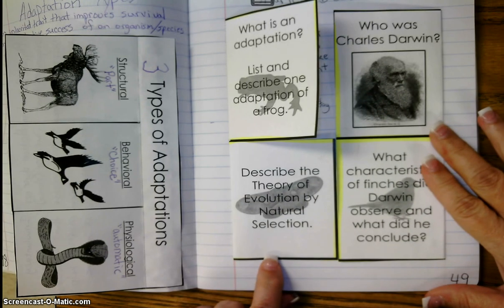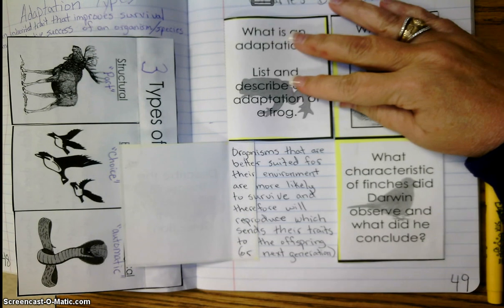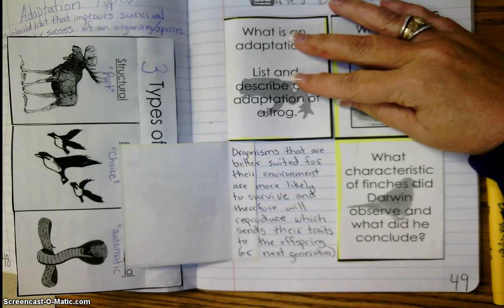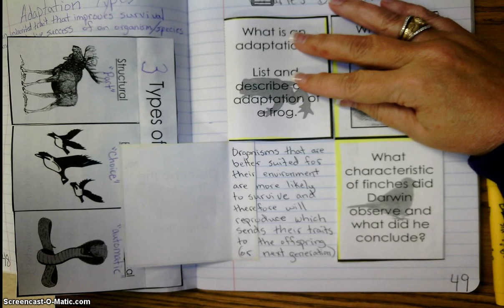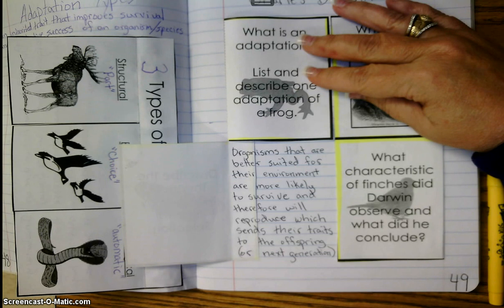So we're going to go on and describe the theory of evolution by natural selection. Organisms that are better suited for their environment are more likely to survive, and therefore, because they survived, they're going to reproduce, which sends their traits. We now know it's their genes, but it sends these traits to the offspring or the next generation. That was essentially the theory of evolution by natural selection. Nature, the environment, is suited for one particular trait to be better than others. And so those that have it are going to live and reproduce. Those that don't have it are probably going to get less food or not be able to reproduce as much, or whatever it happens to be. They're not going to make it. And so those traits don't get passed down.